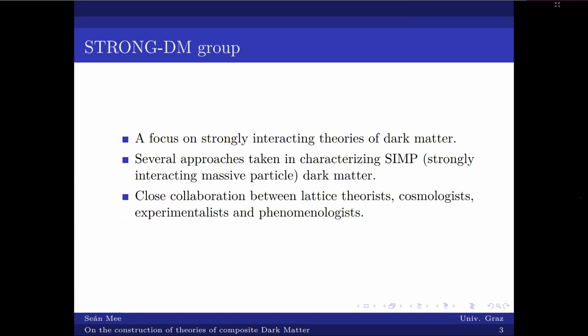The group, we're called the Strong DM group. We have a focus on, as you can imagine, strongly interacting theories which could describe the dark matter. We take several different approaches in characterizing SIMP, or strongly interacting massive particle dark matter, and I'll explain a little bit more about what that means. And finally, the main idea behind our group is this close collaboration between people from different disciplines. In particular, we have cosmologists, lattice theorists, phenomenologists, and even experimentalists all working on the same project.